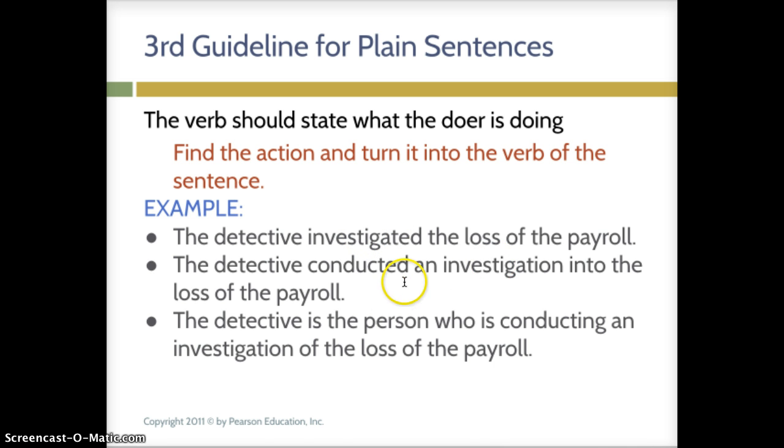This helps to confuse the sentence. Look at the third example. The detective is the person who is conducting an investigation of the loss of the payroll. Again, we've added additional items into this sentence, but it doesn't make the sentence any clearer. In fact, it makes it more confusing because now we've added a whole another clause in there, and we've still taken that main verb, the thing that should be the verb in the sentence, and put it as a noun.